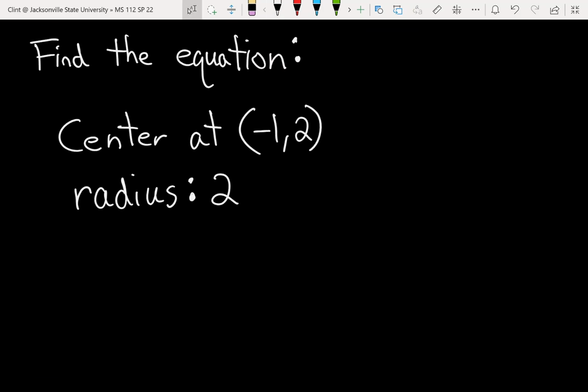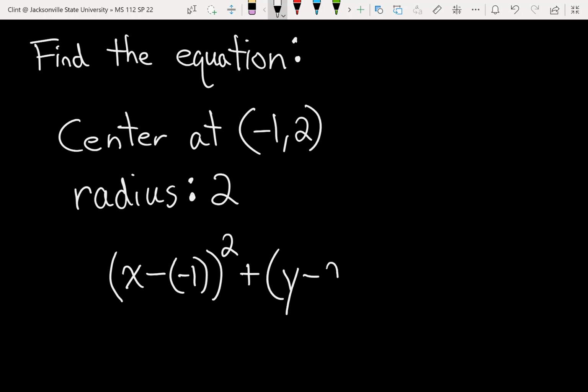Okay. Then if we want the equation, we're going to have x minus our x-coordinate, which is -1, squared. If you see right away that you can write that as x plus 1, that's fine. Plus y minus our y-coordinate, which is 2, squared. And then our radius squared would be 2 squared.